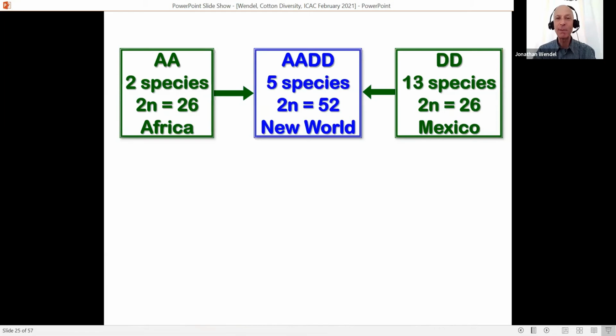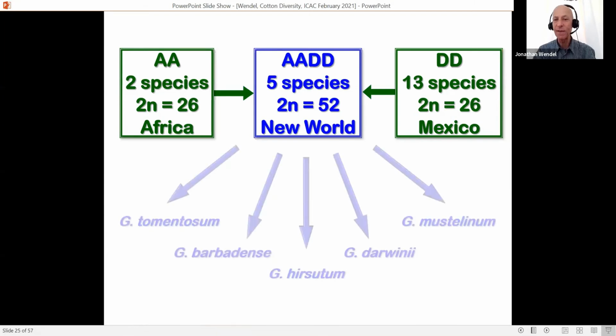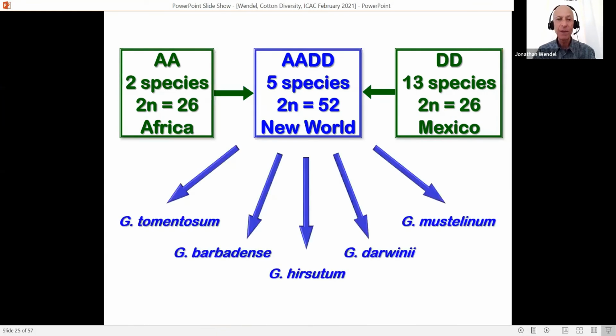You can see they combine two genomes. They're in blue, an A genome from Africa, a D genome from the New World. They, in the process, doubled the number of chromosomes, and then they evolved into the 5 species in nature that you see down below. And then later, humans evolved. And then later, much later, in the last 8,000 years, 2 of those species were domesticated by humans, Gossypium barbadense, which you might know as Pima cotton, and Gossypium hirsutum, or upland cotton. So that's the big story of the origin of cultivated cottons.